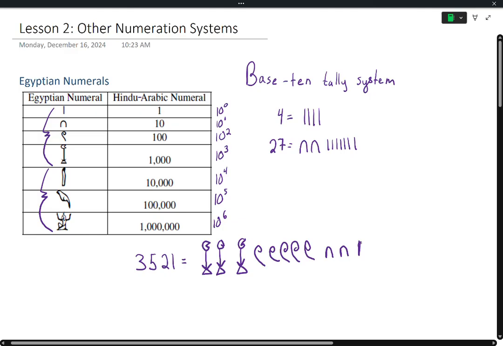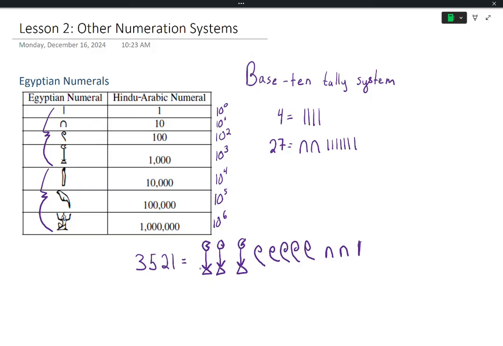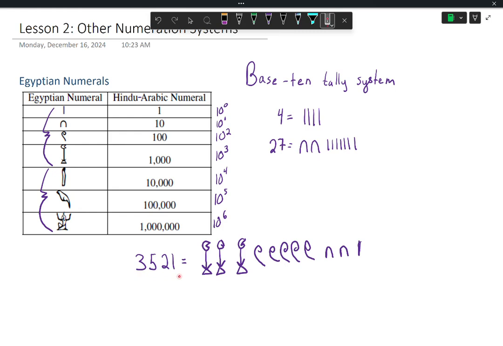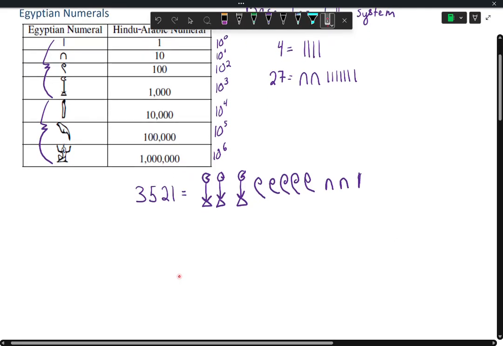So notice it's a tally system. If I want to show 3,000, I use 3 of my symbol for 1,000. Our numeration system is not a tally system. It's a digit system where we have digits that represent a place and face value. Most ancient numeration systems are tally systems where they use multiple symbols. They use the same symbol over and over to represent different numbers.